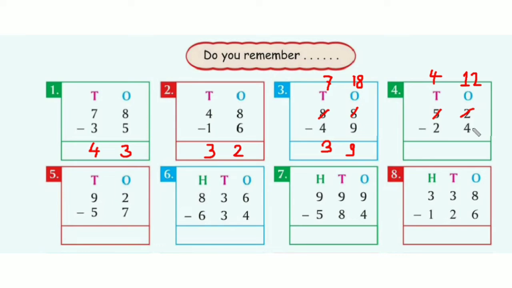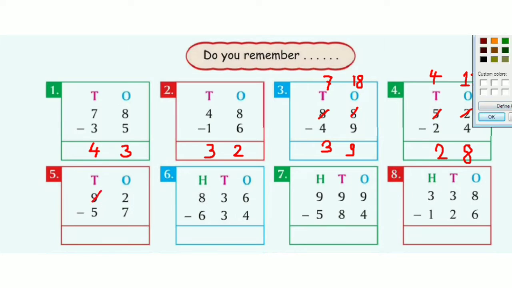And 12 minus 4 equal to 8 and 4 minus 2 equal to 2. So our answer is 28. Now see here, 2 minus 7 is not possible.